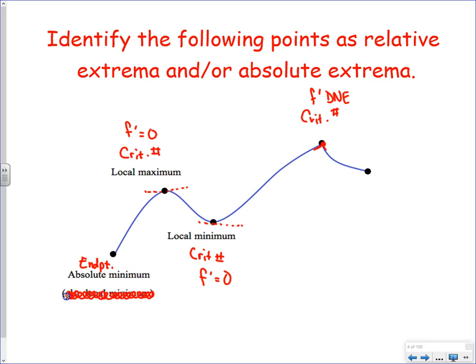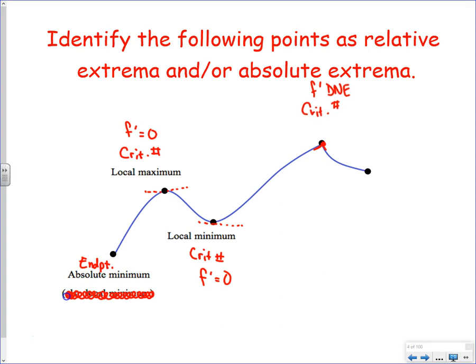But when I say a local, I'm saying he doesn't have to be the highest of everything. He just has to be the highest of his little area. So it's not really like a defined area. It's just look a little before and after him. Oh yeah, he's the highest. A little before and after him, he's the lowest, which is pretty logical once you get the feel for it.